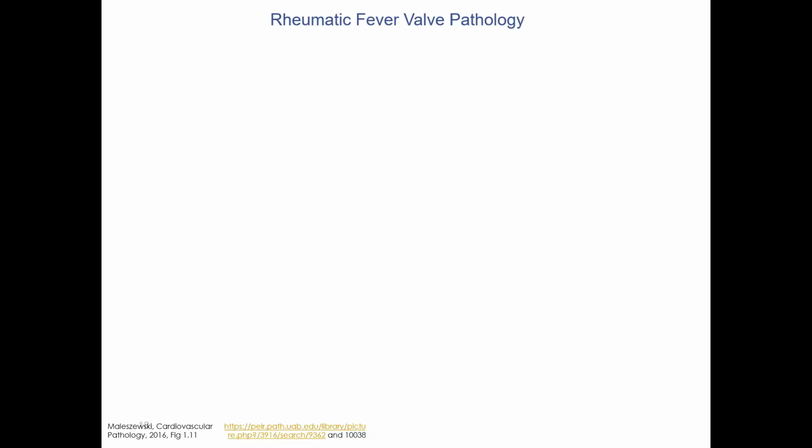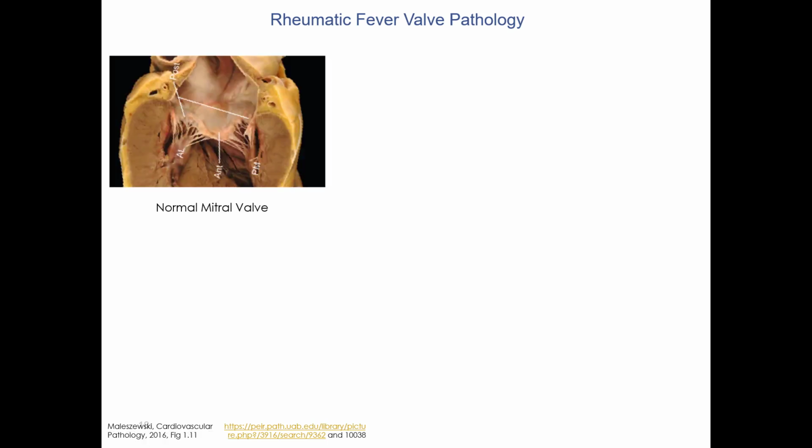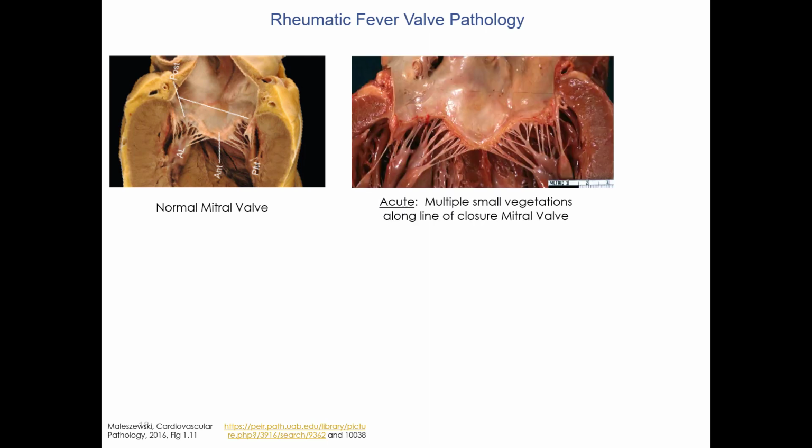Let's take a look at the pathology. Here is a normal mitral valve for comparison to the pictures of the pathology. In this photograph, you can see the findings of acute rheumatic fever, which are multiple small vegetations along the line of closure of the mitral valve. I put in arrows here, here, and here to highlight the location of the vegetations. The vegetations are composed of platelets and fibrin due to autoimmune mechanisms.